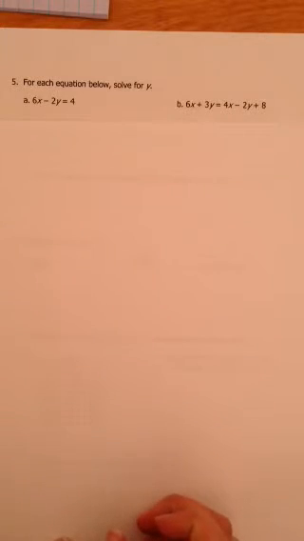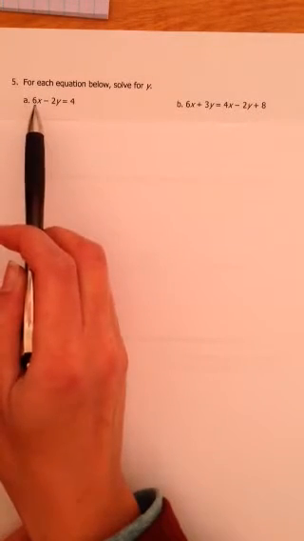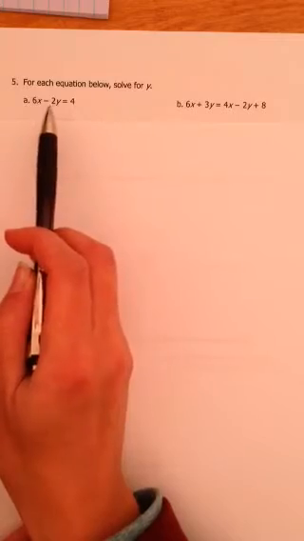This is problem 5 from the closure packet for chapter 3. For each equation below, solve for y. So basically, rearranging the equation to get it to say y equals instead of all these other things in front. So I'm going to move the 6x first. I'm going to move everything that's not directly touching the y first.